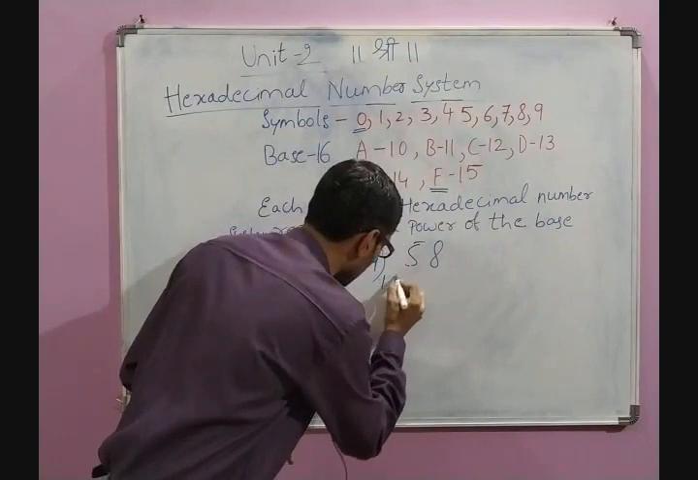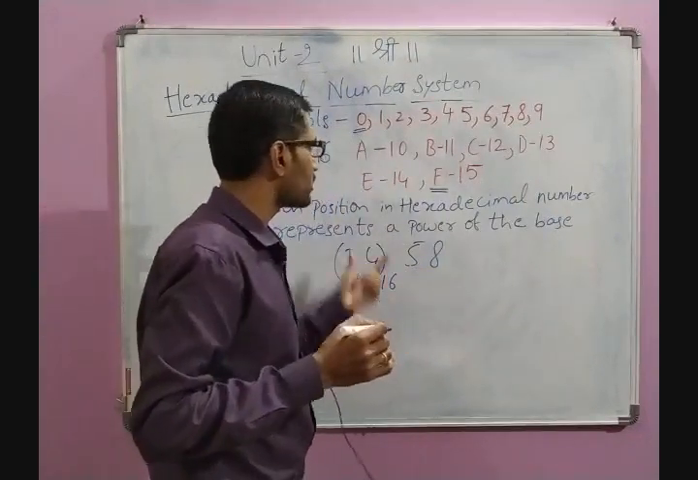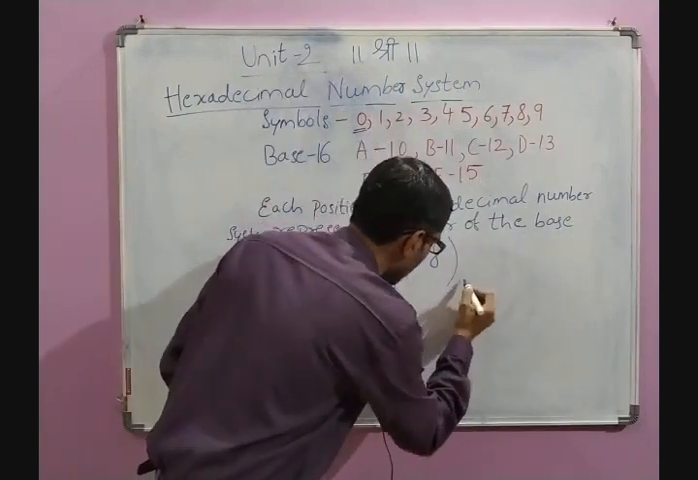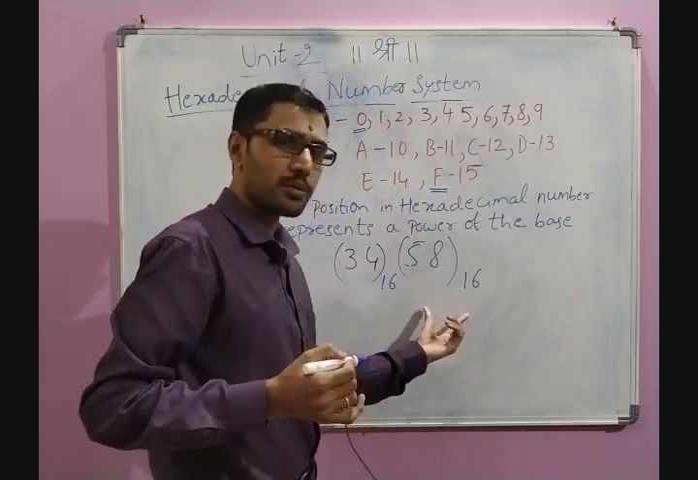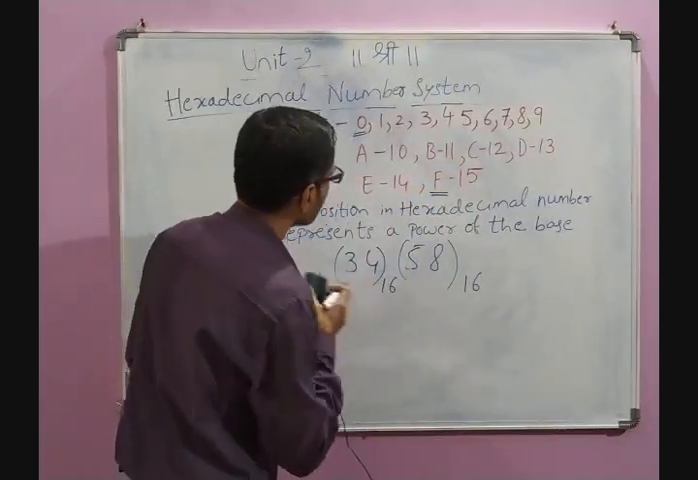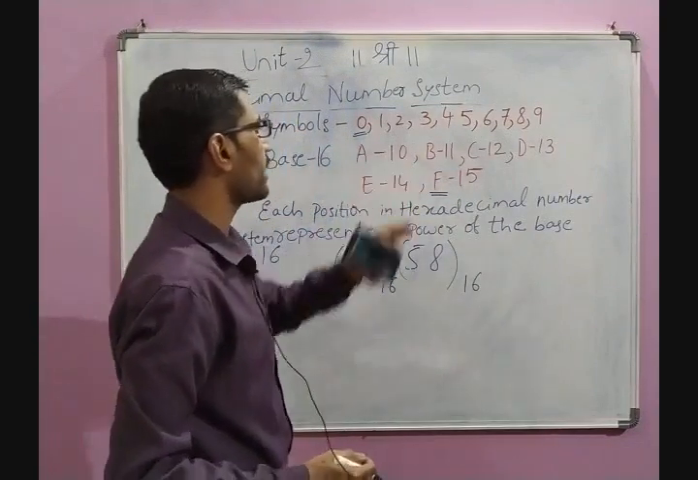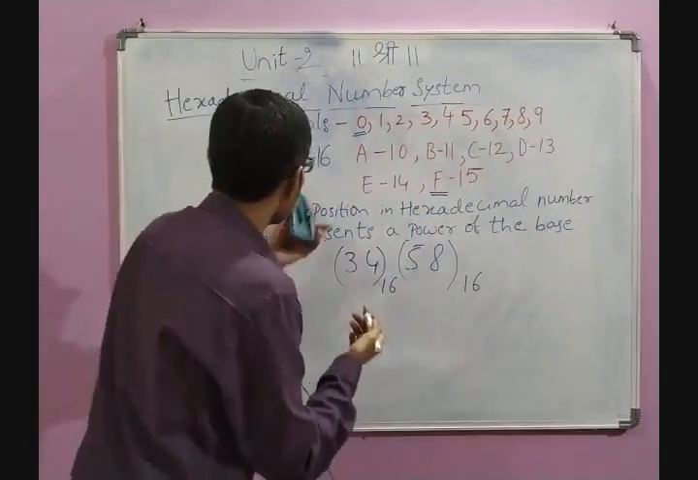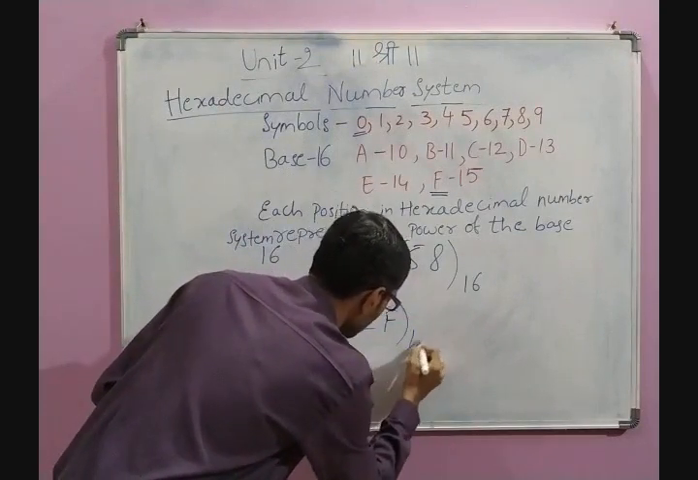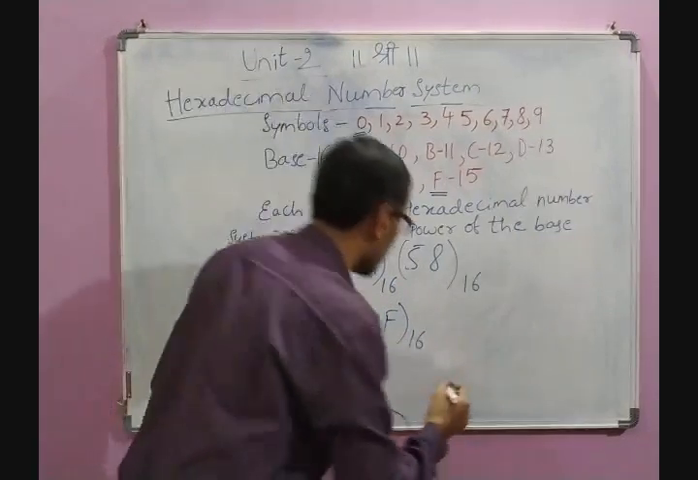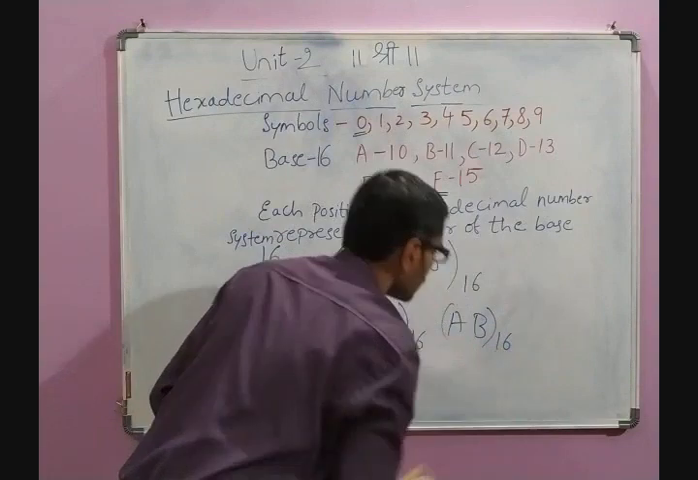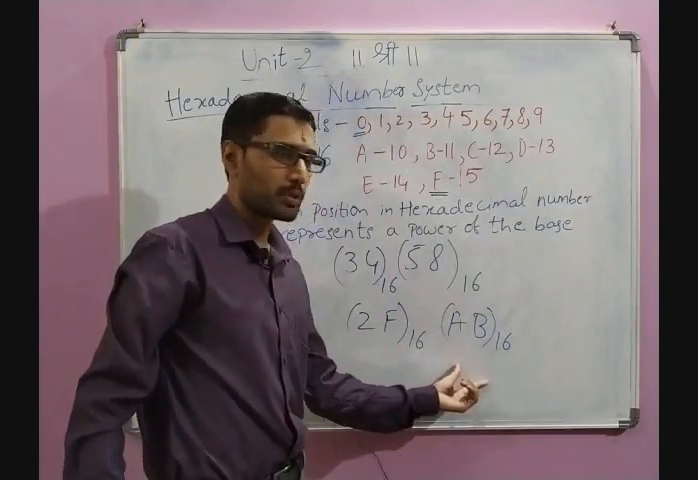So now if I specify the base, we will refer to it like this, we need to represent it. So now if I take 58, I need to assign it the base. Or to give a few more examples by using these symbols and A, B, C and so on. For a hexadecimal number I can write 2F to the base 16, or I can write AB to the base 16. This is also a valid example.